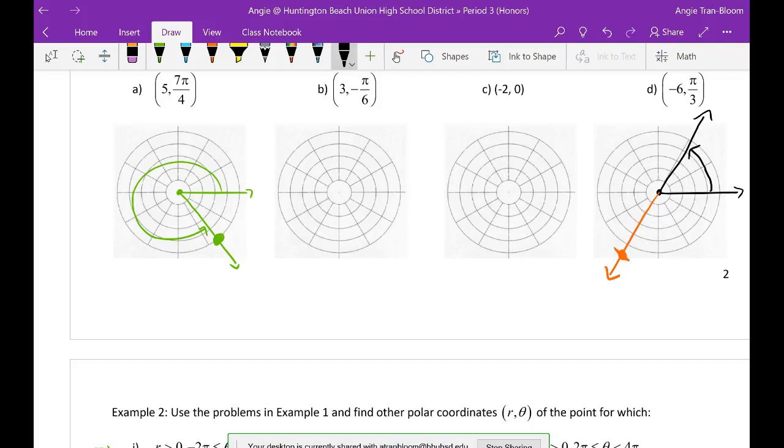Okay, so 2a said, hey, give me a negative angle. Remember, I want this dot. I can't go from this dot. Okay, negative angle and a positive radius. That will also be right here. So how do I get to this location?